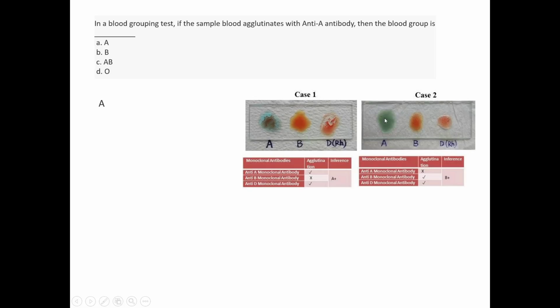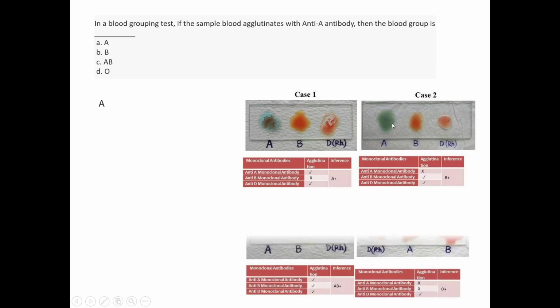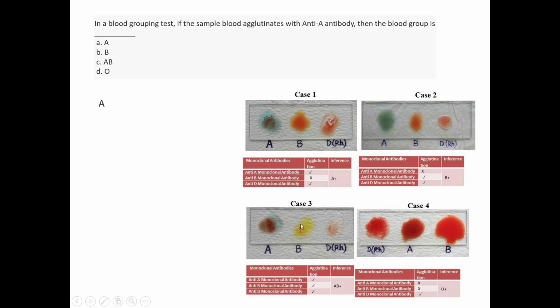And then in this case, there is agglutination seen with B and D, so it is positive for both B and RH. So this is B positive, and there is no agglutination with anti-A antibody. Similarly, in case 3, we can see agglutination in all three: with A, with antibody B, and with anti-D. So this is AB positive because it has all the antigens which are able to agglutinate with the antibody.